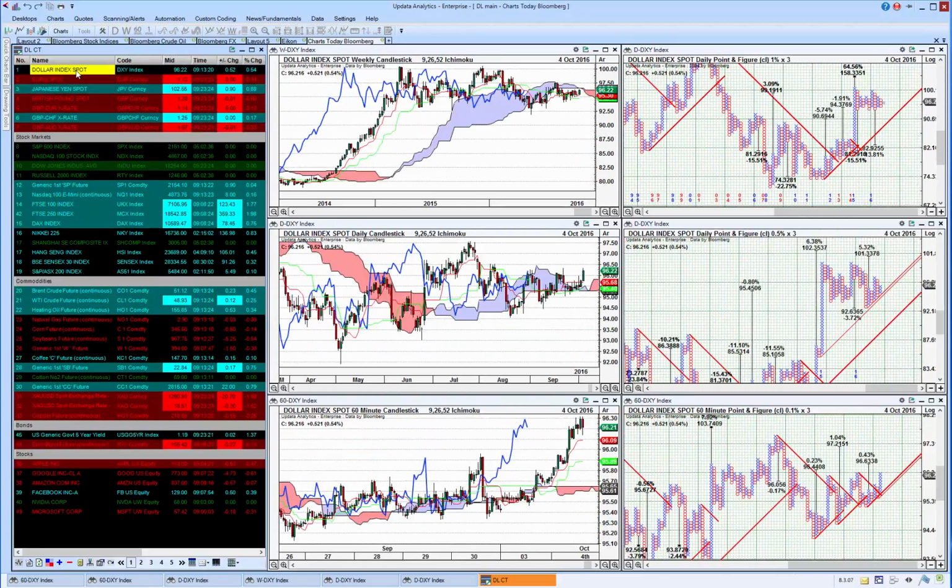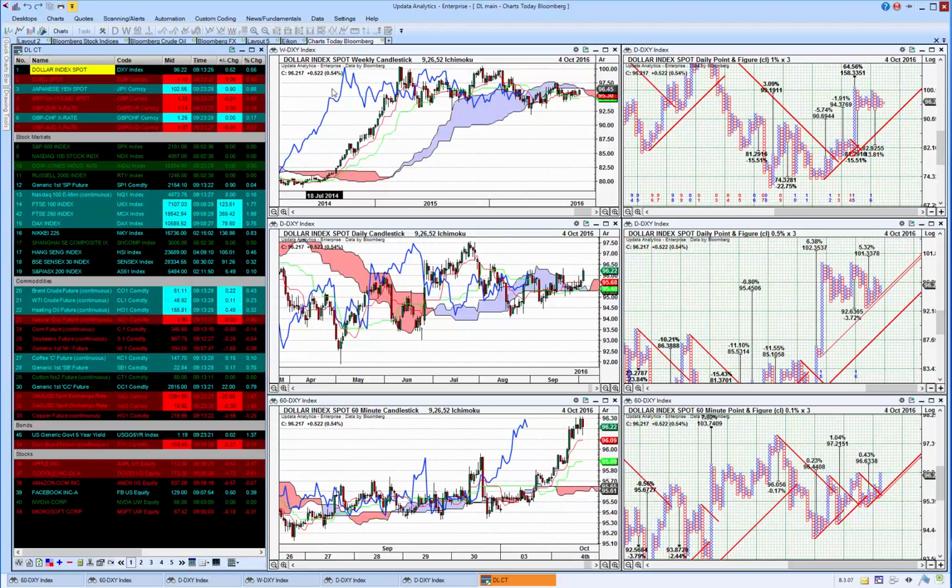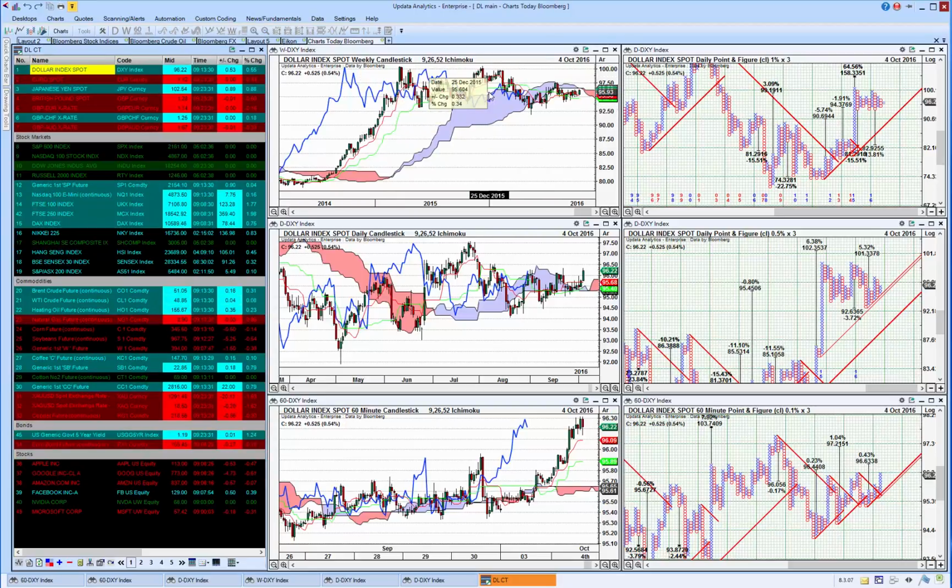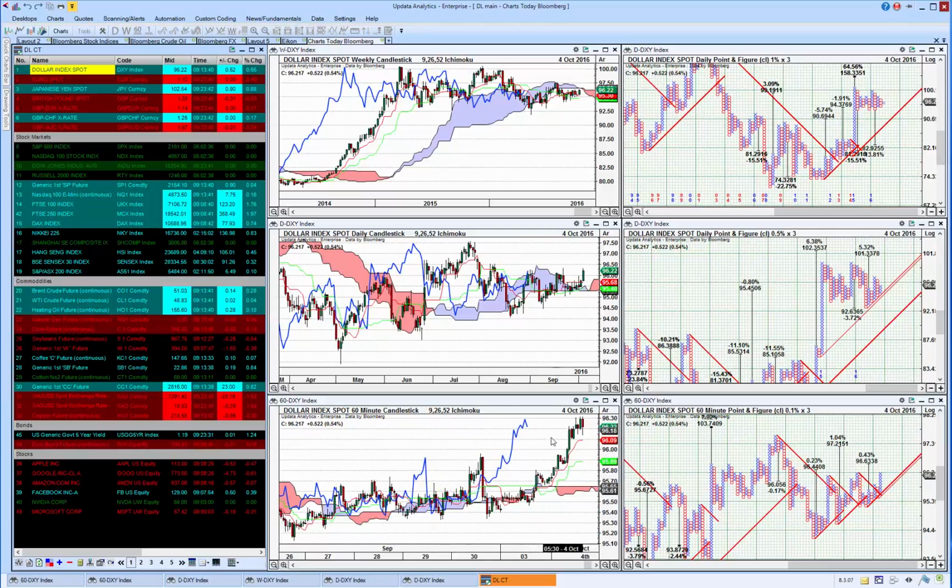So we start by looking at the dollar. Start with Forex first. This is the US dollar. Very bullish still on the weekly chart. We are above the cloud. Price has been struggling a little bit here. We had this big run in 2014. The daily chart is bullish, and the 60-minute chart is also very bullish at the moment.